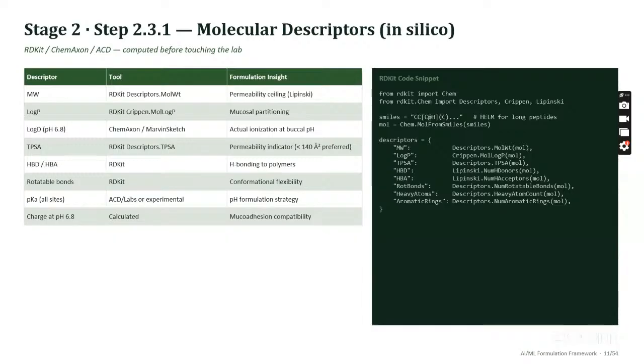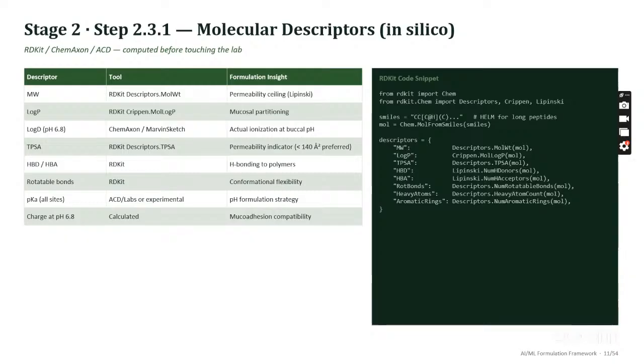This is the descriptors and this is the formulation. So if it's the molecular weight, permeability, ceiling, Lipinski rule, how it will apply to this log P value, mucosal partition, whether this compound has an ability to partition into this mucosa. Actual ionization at buccal pH. So what is the pH we should attain, at 6.8 or 7 or 6? Okay, TPSA, permeability indicator, hydrogen bonding to polymers, conformational flexibility, pH formulation strategy, mucoadhesion compatibility.